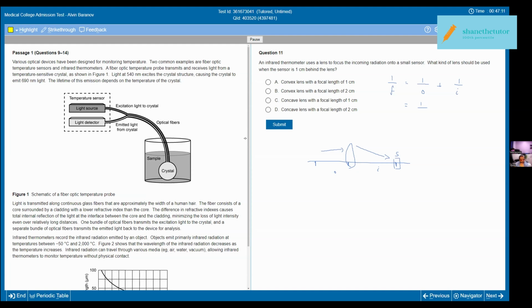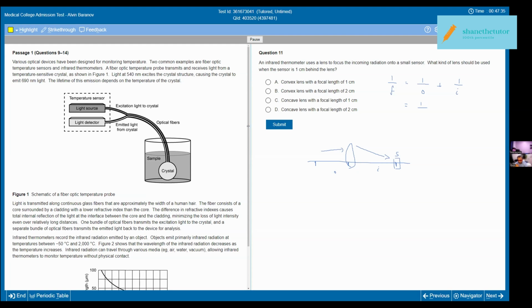If you plug it into the equation, you'd get object distance is infinity, which if it's 1 over infinity would be like zero. So that means the focal length would be equal to the image distance. But yeah, I think that could be a way of doing it.